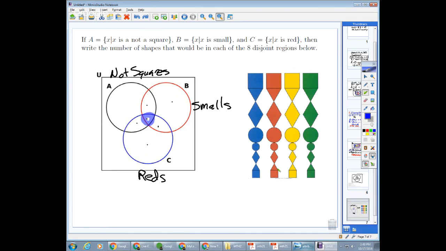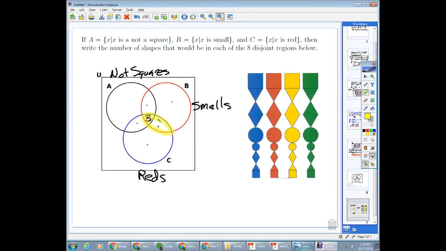I'm going to clean up this mess a little bit. And I'm just going to make a note that there are 3 shapes in the intersection. All right, so let's see. If I zoom out a little bit and I go for this crescent shape right there, what describes things in that crescent? They're small and they're red. How many shapes are small and red? 4, but we've already accounted for 3 of them, right?